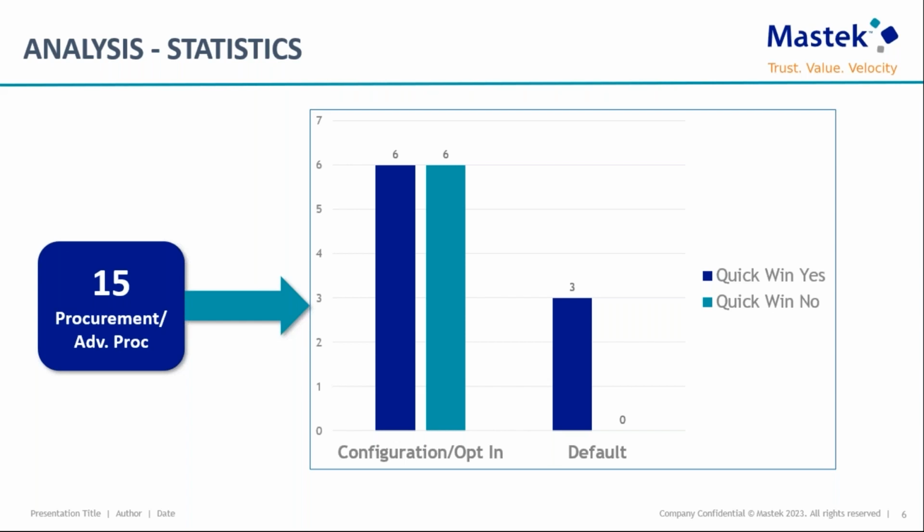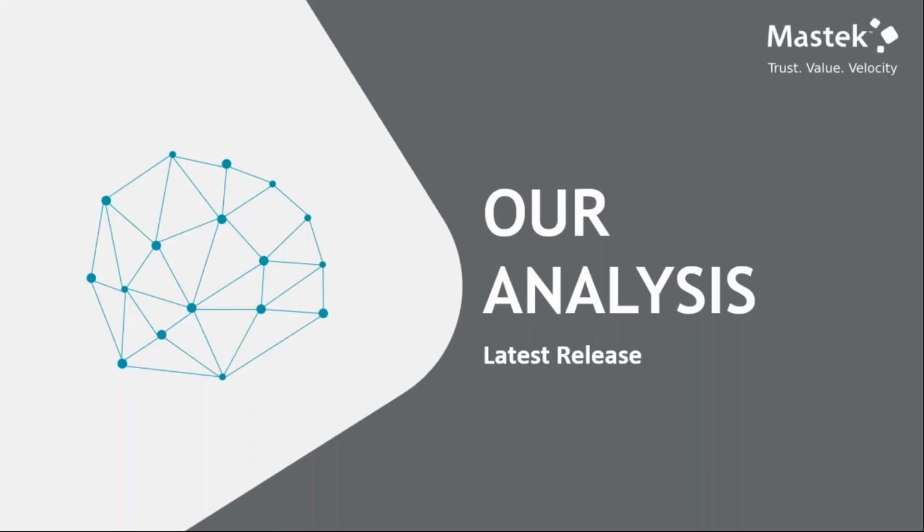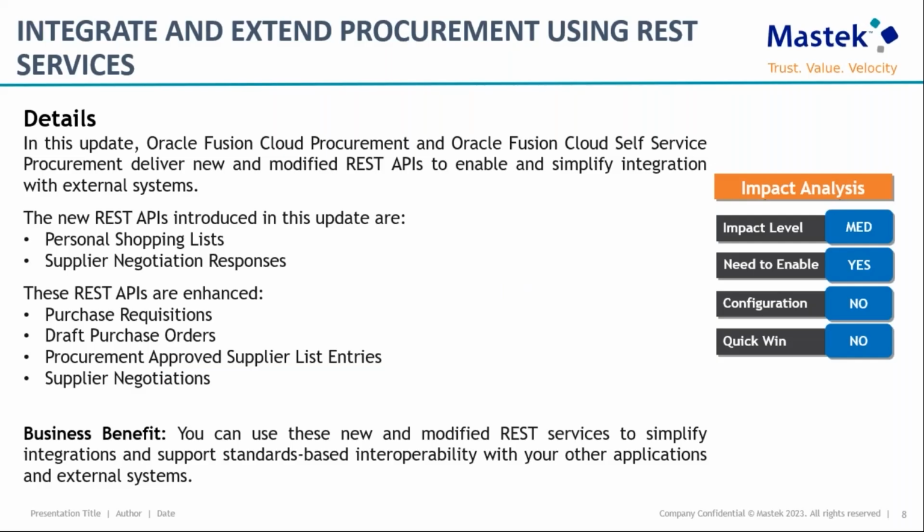Okay, so now let us go and see all the updates one by one. The first one is integrate and extend procurement using REST services. In this update, Oracle has introduced two new REST APIs for personal shopping list and supply negotiation responses, and four REST APIs: purchase requisition, draft purchase order, procurement approved supply list entries, and supply negotiation are enhanced.